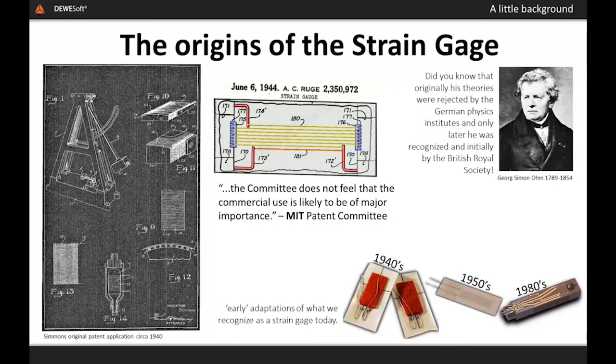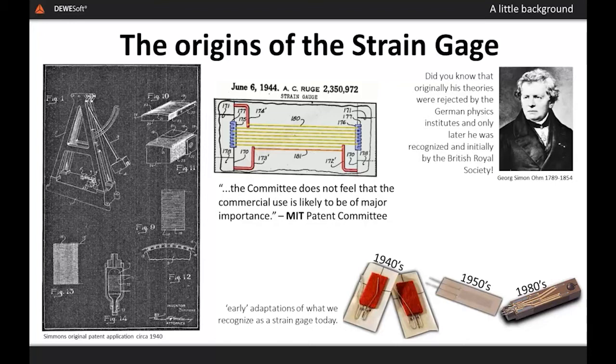Another interesting fact is that when Arthur Ruge submitted his design to the MIT Patents Committee, they stated, "The committee doesn't feel that the commercial use is likely to be of major importance," and declined to patent it. I wonder how much they would have earned in royalties if they had not made that decision.